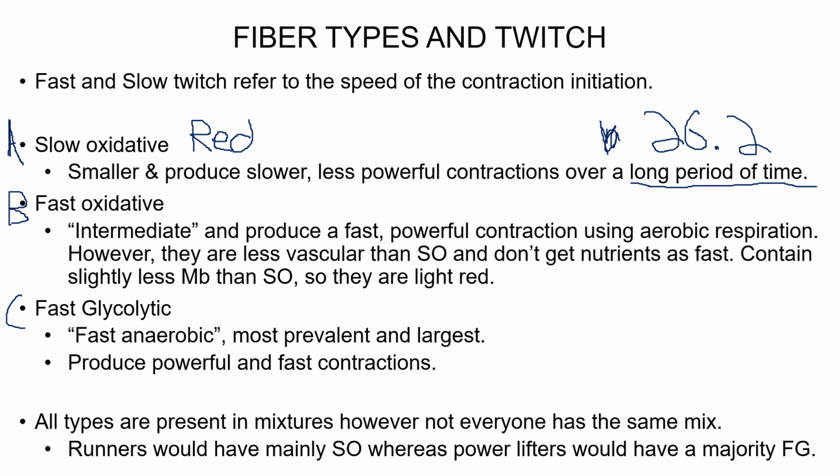Fast oxidative is kind of in between the two extremes. Technically it's really called fast oxidative glycolytic. It's FOG, but let's just keep it simple and call it fast oxidative. And this is going to have a little bit of both. It's going to have a little red and a little white. If you combine red and white, you're going to get kind of a more pinkish tint to it. And it's going to have characteristics of being fast, but not that fast. So this is just kind of in the middle.